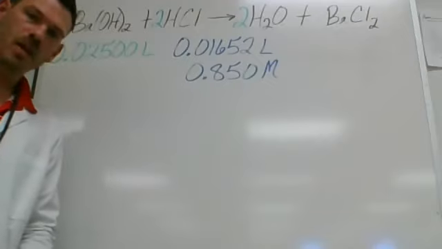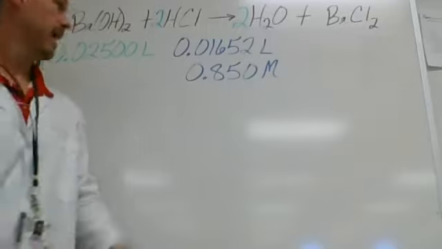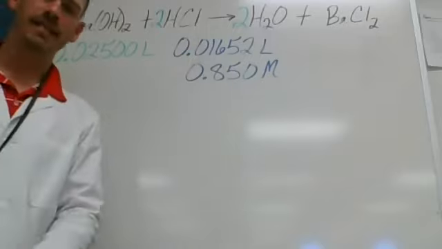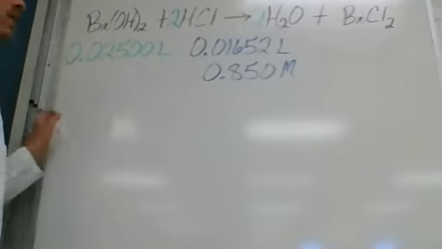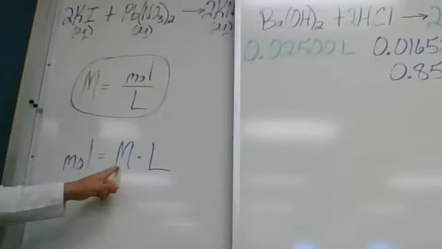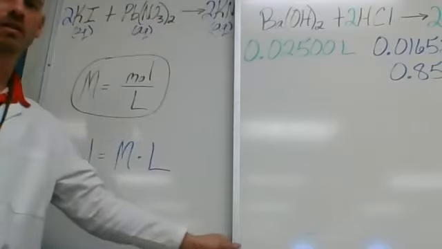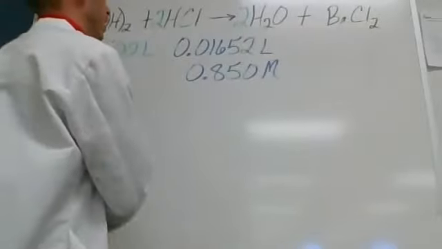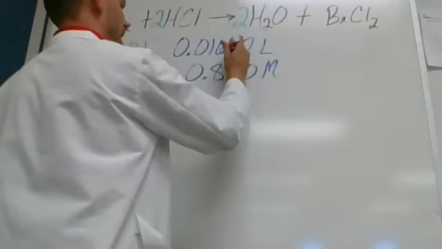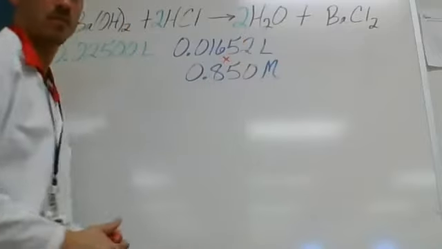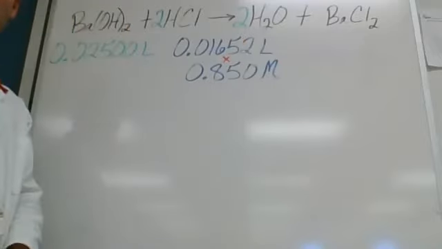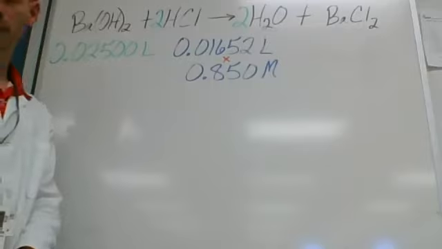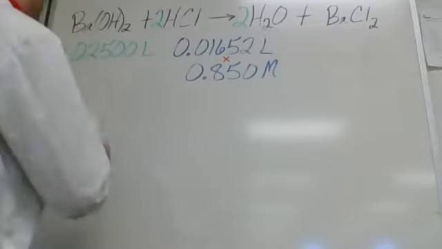Titration steps. We must have moles of our known. In this case, we're aware of the hydrochloric acid. We know to find those moles, we can go molarity times liters. Multiply. And I get 0.014.